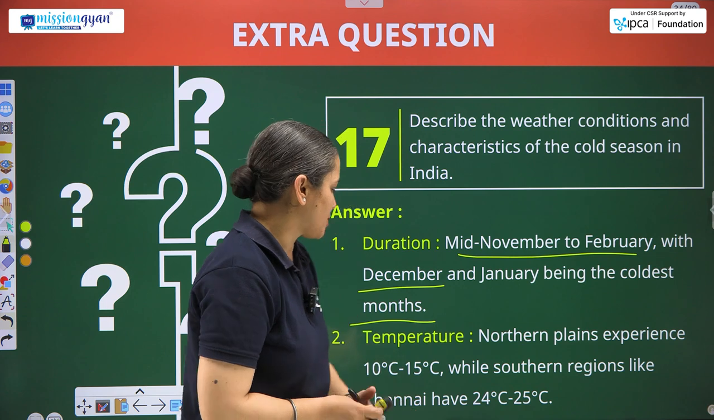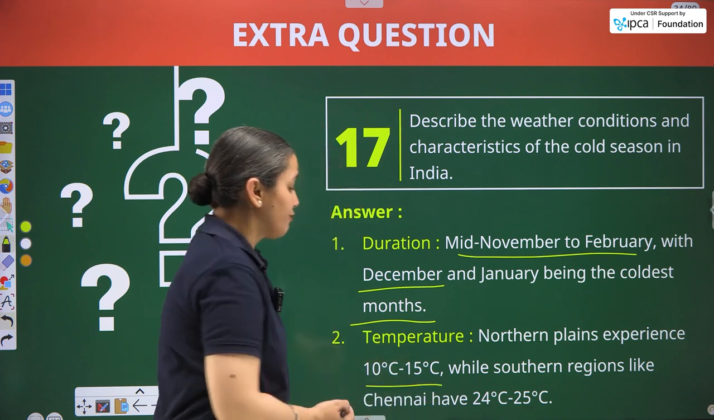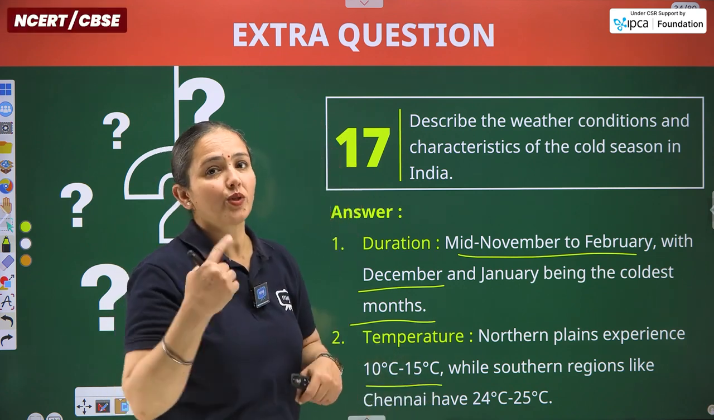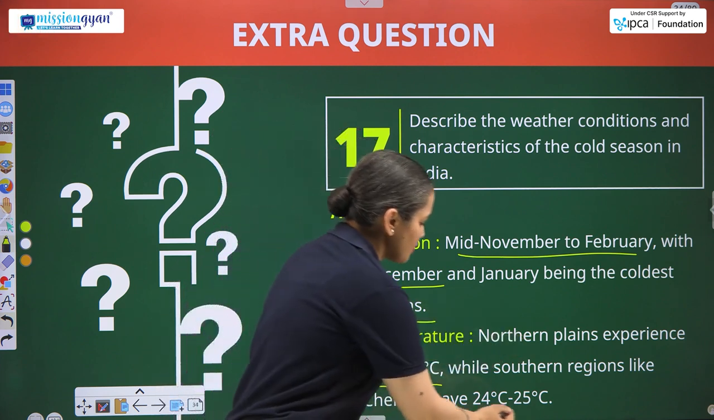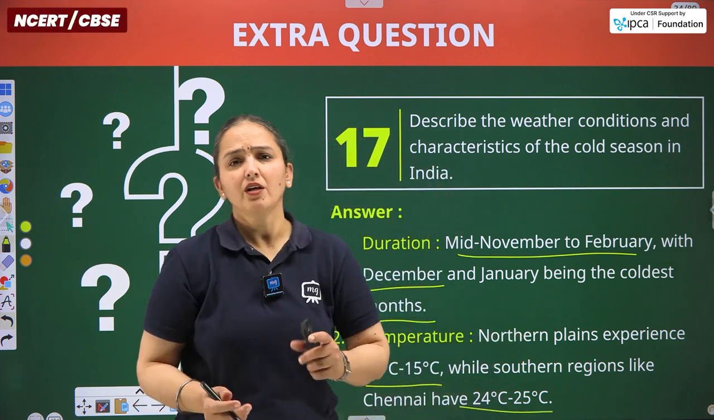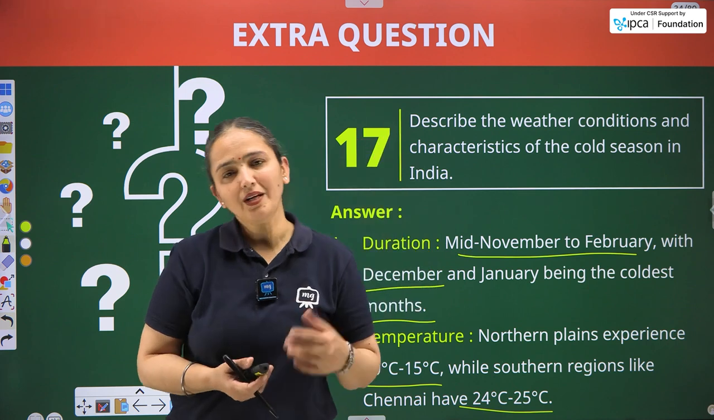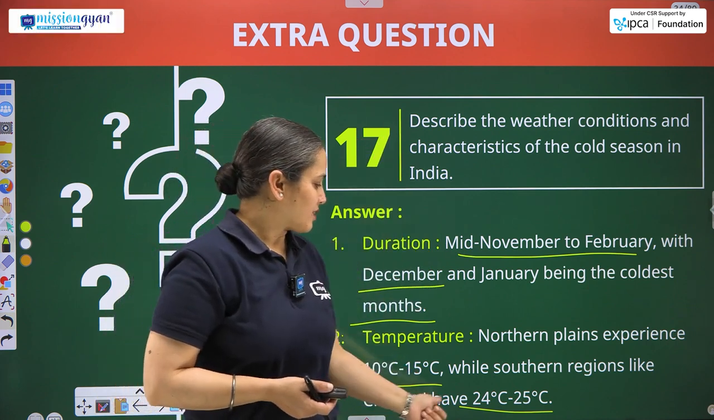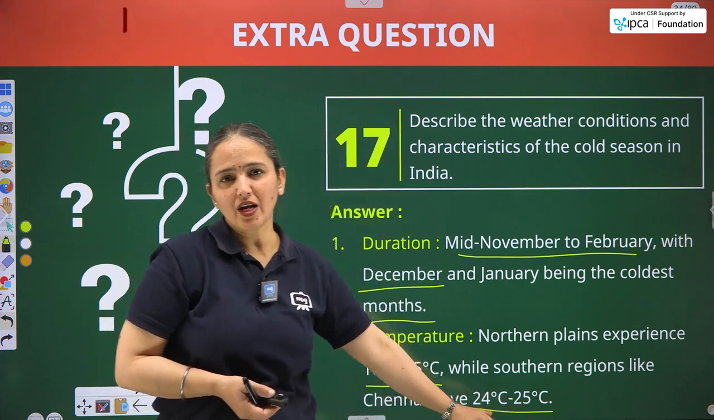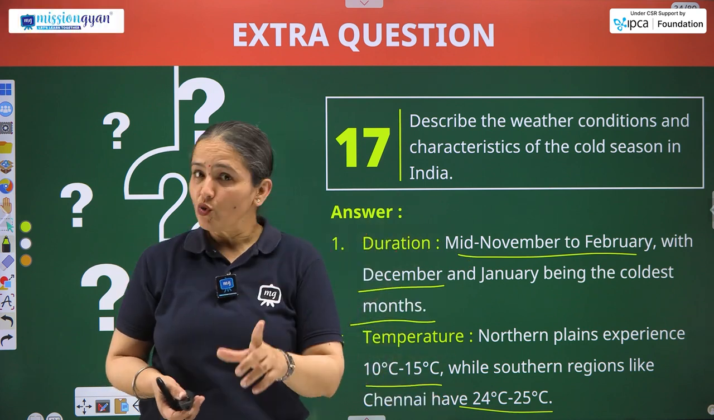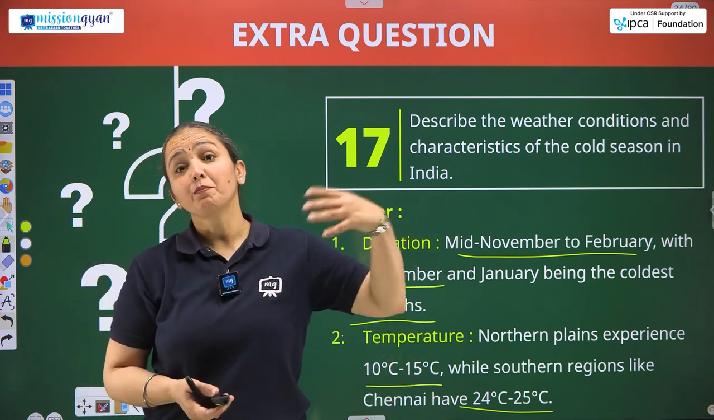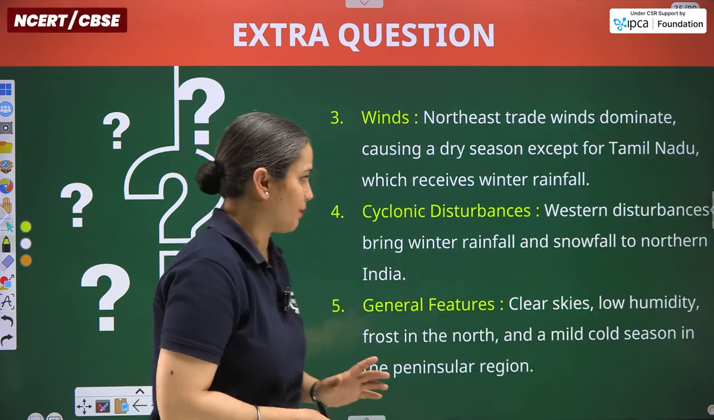Temperature: the northern plains experience 10 to 15 degrees Celsius during the winter season, while southern regions like Chennai experience 24 to 25. In between, it can vary up and down as well. Why doesn't Chennai experience such low temperatures as compared to the northern plains? Because Chennai is a coastal region situated by the water body.